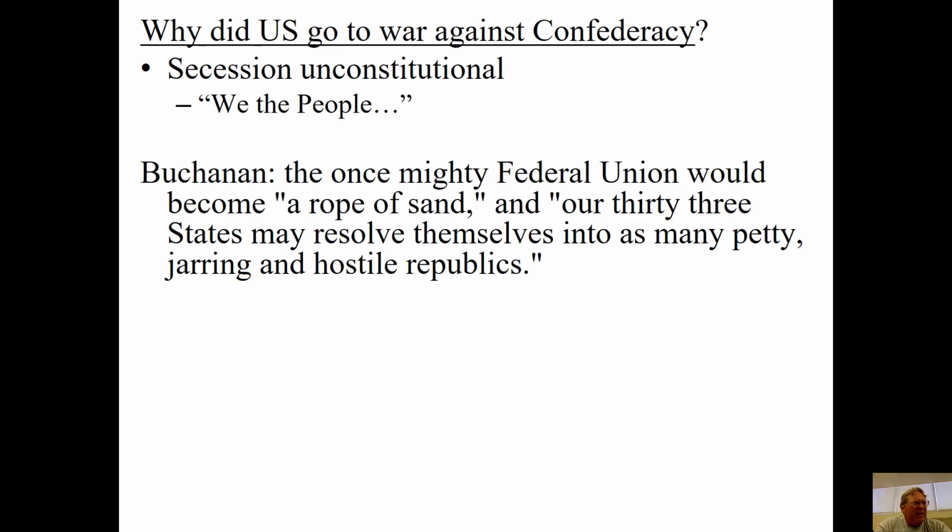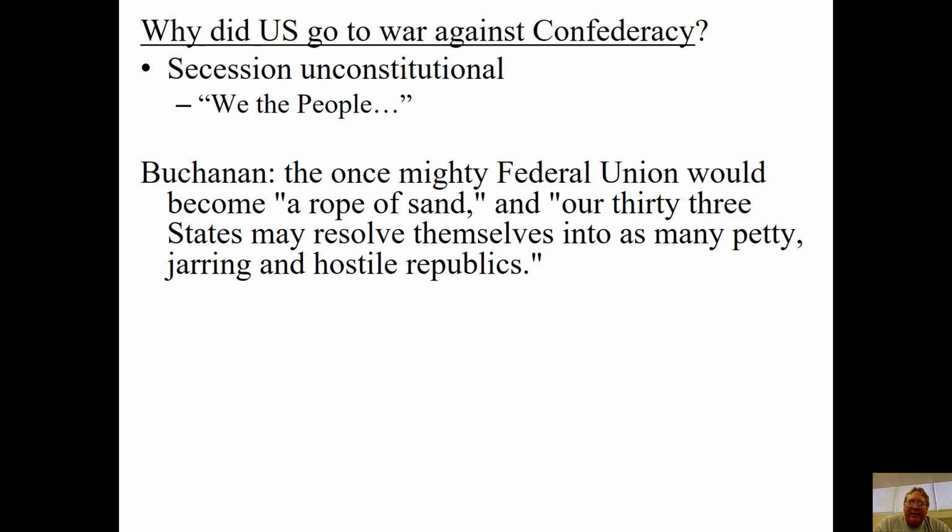So in the end, even the president of the United States at the time, James Buchanan, this guy that's done a remarkable job of not doing anything while president, even says, look, once this federal union falls apart, it becomes a rope of sand. Our 30 states will become themselves as many petty, jarring, hostile republics, right? He's kind of saying, look, if the South can pick up and leave, why can't California? Why can't the Northeast? Why can't the Great Lakes region? Why can't the Midwest, right? Why can't they all become their own little countries? Because if one state can do something, every state can do something.